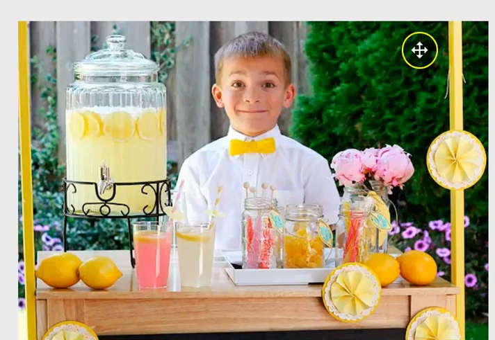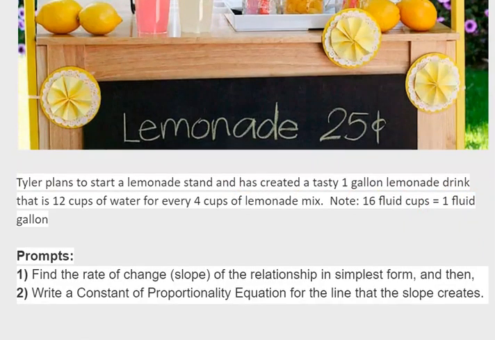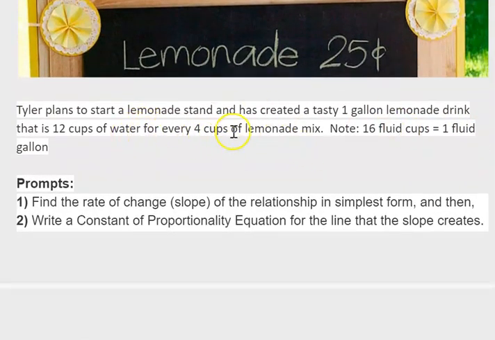So we're going to use this example of lemonade as our exemplar for the different types of scoring rubric scores you could earn, okay? So let's look at the situation here. This is your boy Tyler. So Tyler plans to start a lemonade stand and has created a tasty 1-gallon lemonade drink that is 12 cups of water for every 4 cups of lemonade mix. Note, 16 fluid ounces equals 1 fluid gallon. So keep that in mind, everybody. 16, or the total of the water and the lemonade, actually equals that amount of gallons of the cups.